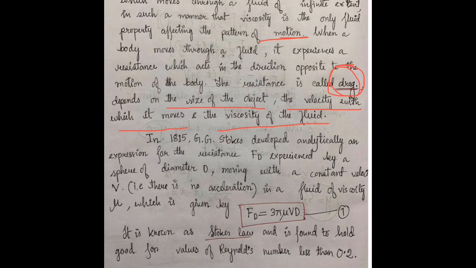So this is known as Stokes law, and it is found to hold good for values of Reynolds number less than 0.2. That means this Stokes law is valid for Reynolds number less than 0.2.